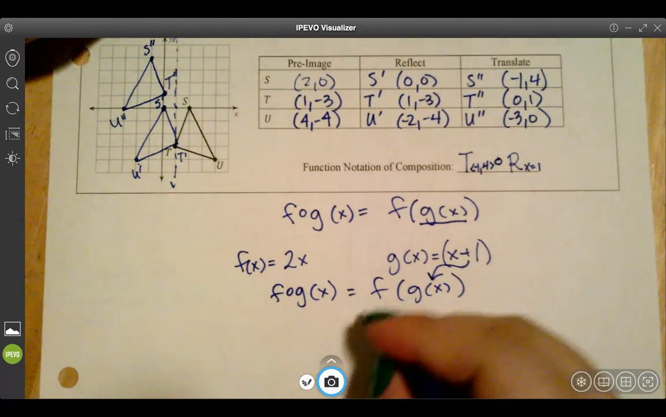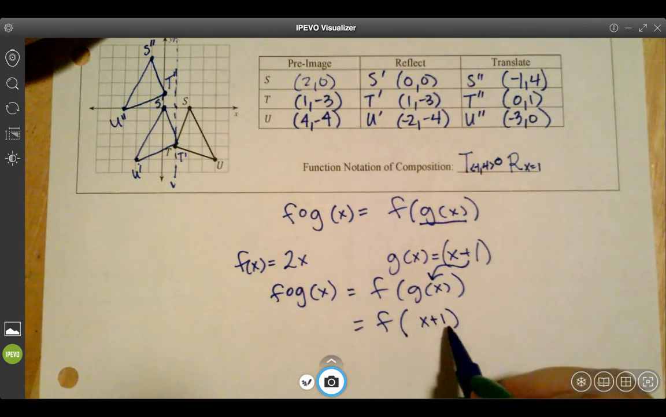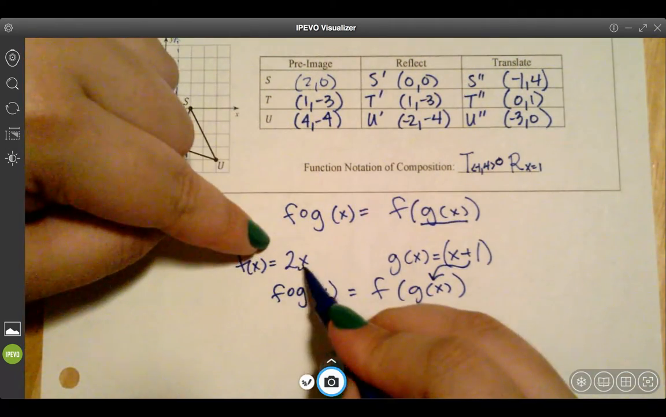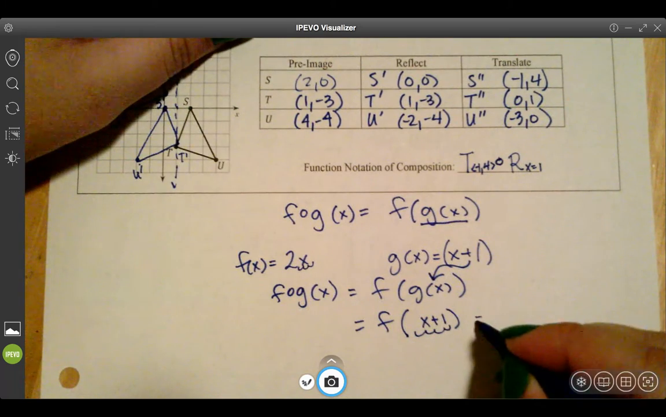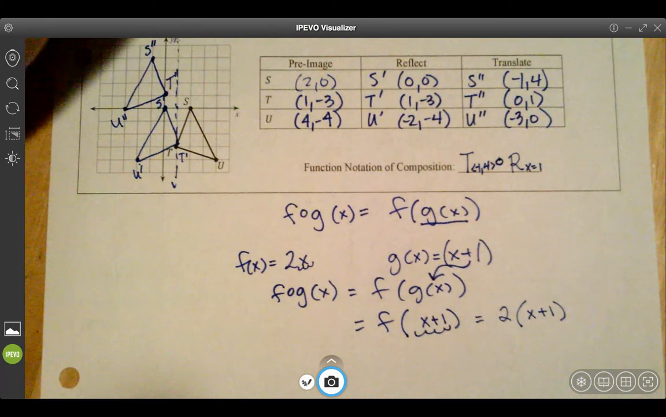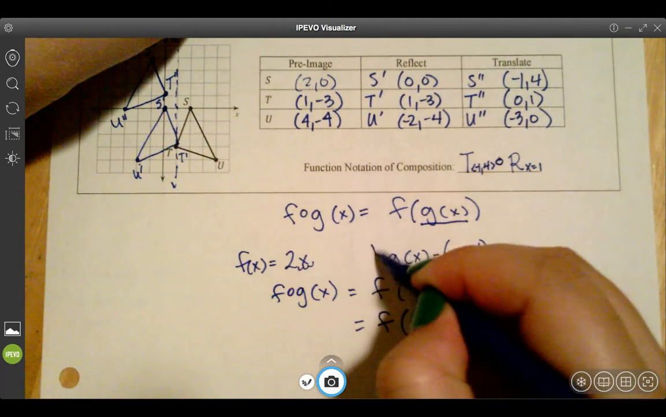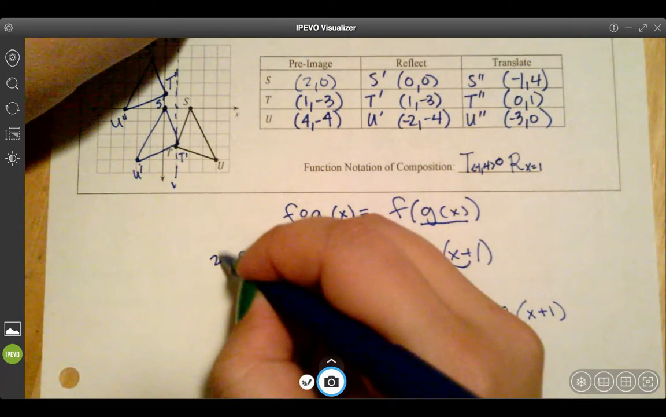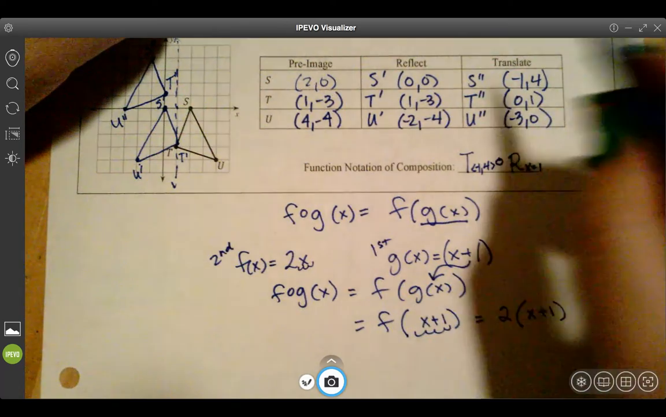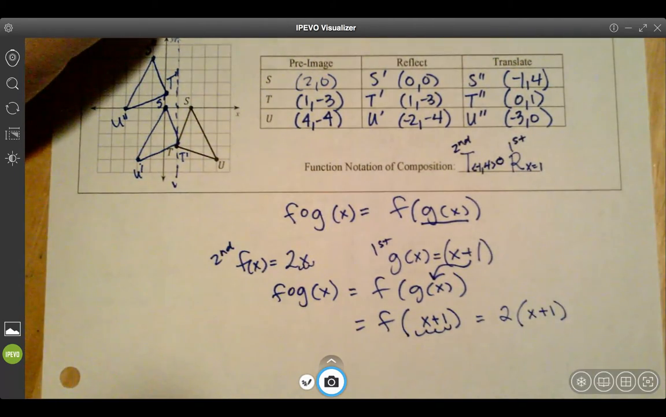So now we have f of x plus 1. Well, when we perform our function f now, we're substituting this whole thing into x. So this becomes 2 times the quantity of x plus 1. Okay, so what order did we do this in? Well, we did g of x first and f of x second. So the same thing goes for transformations. This will be second, and this will be first.